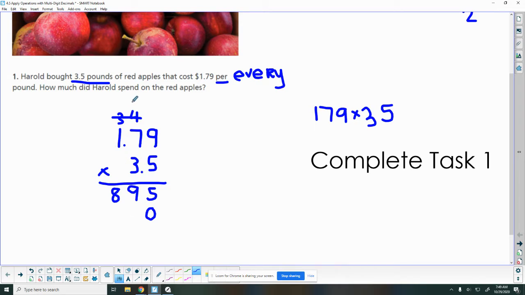So 3 times 9 is 27. 3 times 7 is 21 plus 2 is 23. 3 times 1 is 3 plus 2 is 5. Okay, so we've got 5, and there's 16, 9, 10, 11, 12, and 6. So now I need to go look at my decimals. I have 1, 2, 3 decimal places. 1, 2, 3.